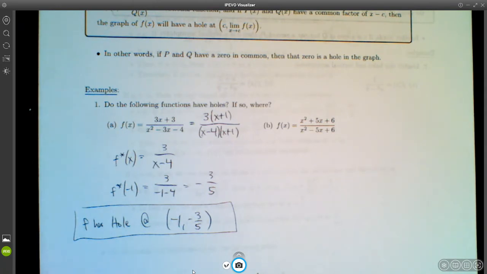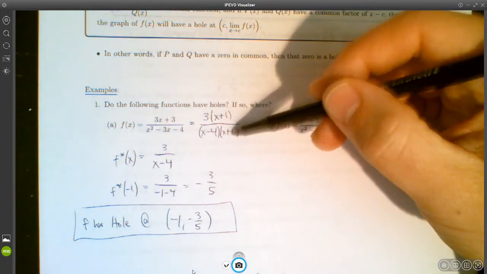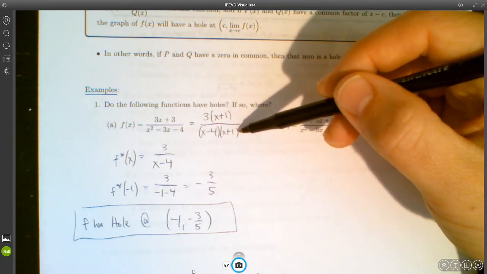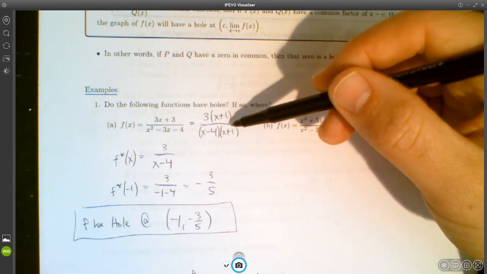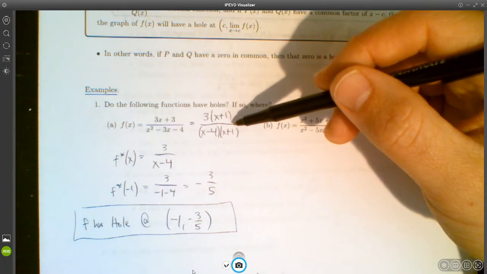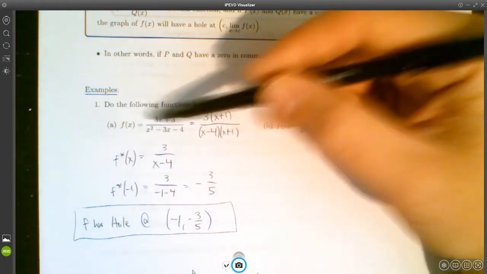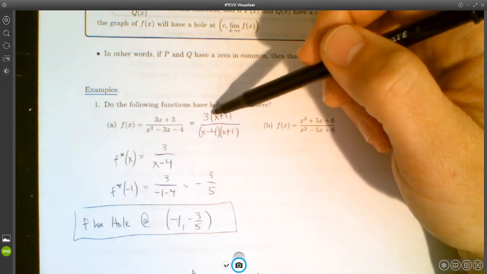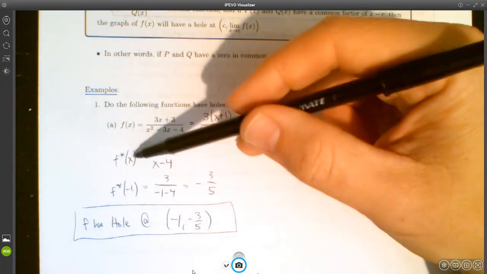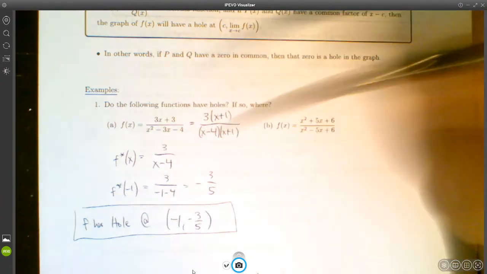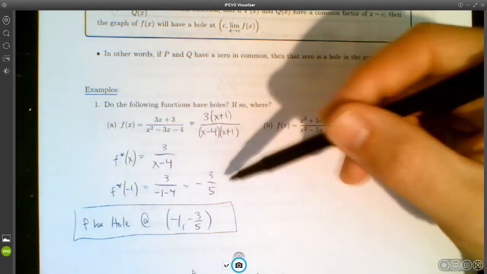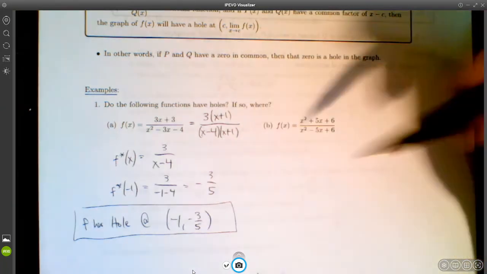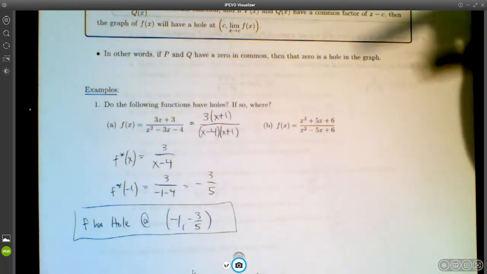So it has a hole at x equals negative 1. You can see that because the numerator and denominator have x plus 1 in common. And then to find the y value of the hole, you find the limit as x approaches negative 1 of f of x. To find that limit, you first factor and then reduce, and then just plug in negative 1 to the reduced version of the function, which is what we've done here. So this is the limit of f of x as x approaches negative 1. It's negative 3/5. So that's where your hole is.